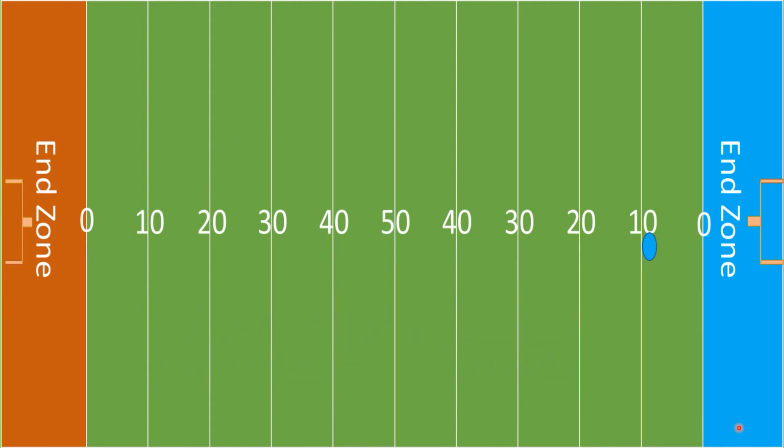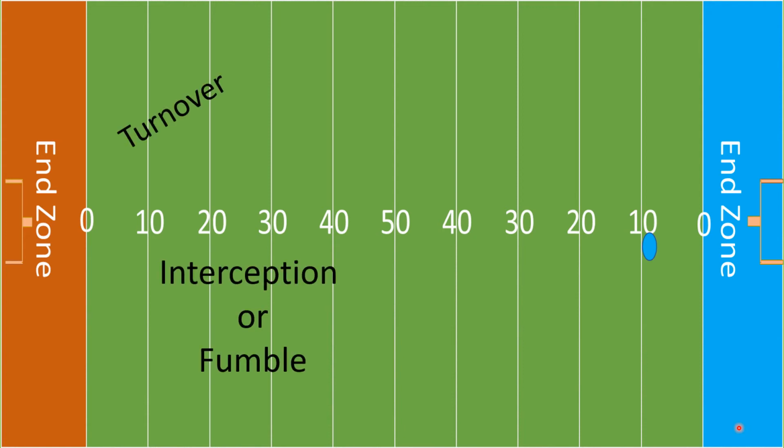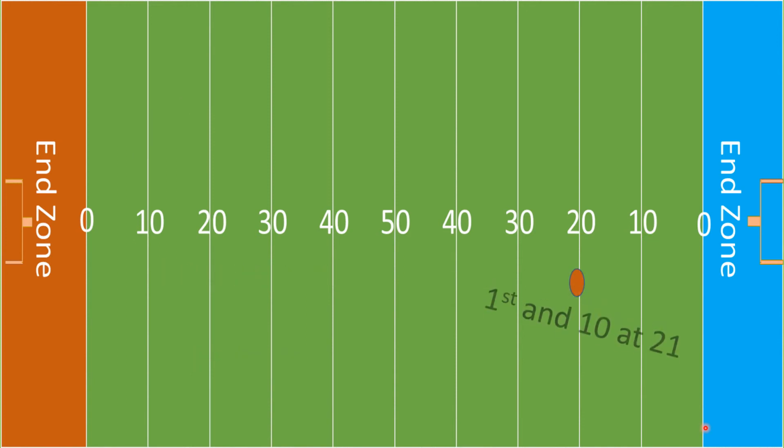So let's say that the blue team now has the ball at the 9-yard line, and on their first play, now they commit a turnover. A turnover is when the offense accidentally gives the ball to the defense. The two main ways are an interception, in which someone on the defense catches the ball that the quarterback throws, or a fumble, in which when someone on the offense is running with the ball, they drop the ball and the defense picks it up. So in this case, let's say the blue team threw an interception and the red team caught it. And so we'll say that they got it at the 21-yard line and they'll have 1st and 10.